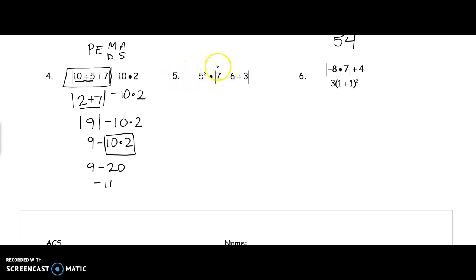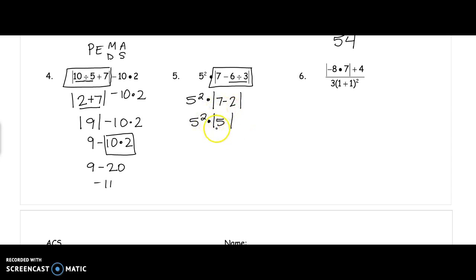In problem number 5, remember our absolute value bars are grouping. So we have to figure out what we can do on the inside first. We have subtraction and division, so we're going to divide. Here we have 5 squared times, got to bring down those absolute value bars, 7 minus, and 6 divided by 3 is 2. So we still have that operation. So we do 5 squared times 7 minus 2 is 5.